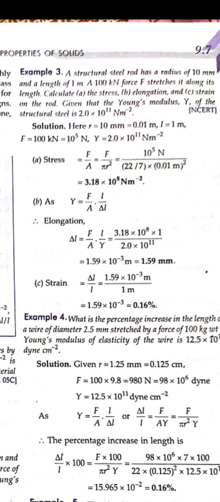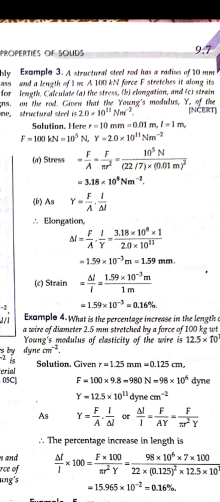Now the force is given as kg weight, so it is multiplied by 9.8, then it will become Newton. So 98 Newton force is there. Young's modulus of elasticity is already given.